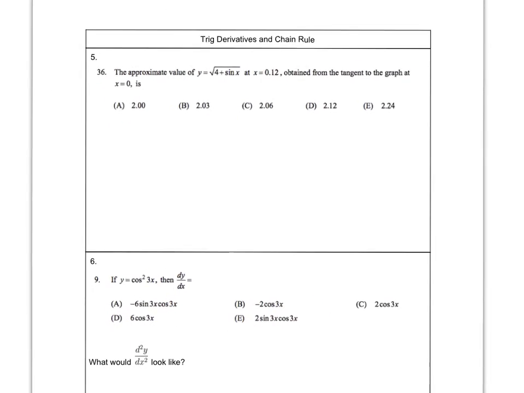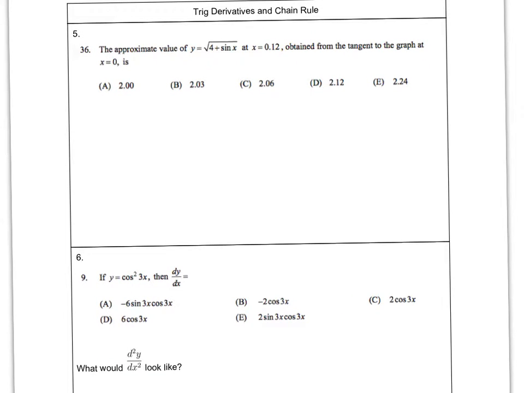Next one, the approximate value of y equals that at that obtained from the line tangent. For a tangent line, you need a point and a slope. I'm going to get the point. I know the x value is 0. Plug in 0 for x. Sine of 0 is 0. Plus 4 is 4. Square root of 4 is 2. So the point is 0, 2.